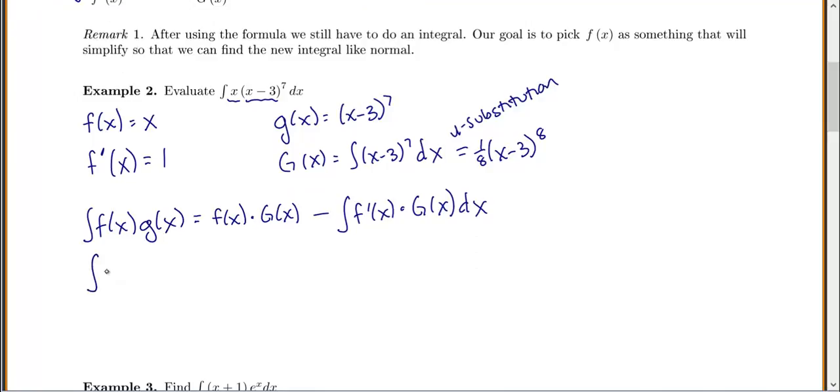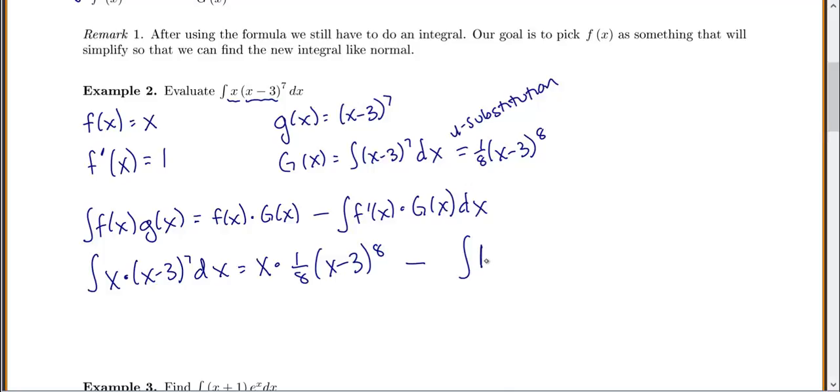So in our case, the integral of x times (x minus 3) to the power of 7 dx is going to be f of x. This is why we write down all four parts, so we can just pull them out now. So that's going to be x times g of x, which is 1 over 8, times (x minus 3) to the power of 8, minus the integral, now do f prime of x, which is 1, times capital G of x, which is 1/8 (x minus 3) to the power of 8 dx.